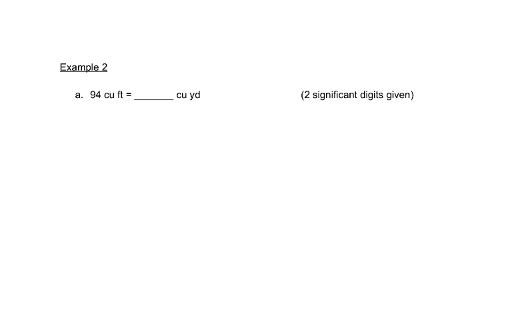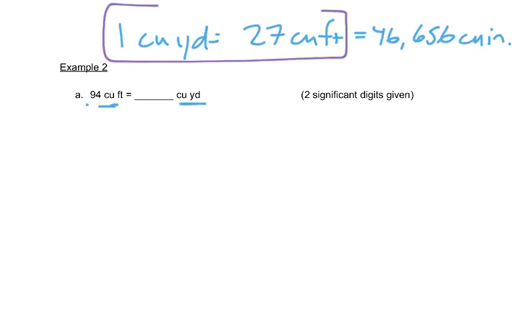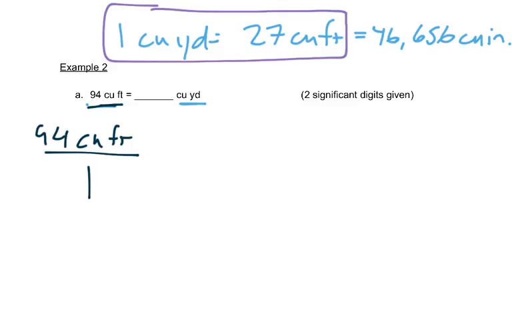Here we have 94 cubic feet, and we're trying to get to cubic yards. So again, using the conversion page, it's on page 39. Under volume, you'll see 1 cubic yard is equal to 27 cubic feet is equal to 46,656 cubic inches. For our problem, we only care about this first part. So we'll start with this 94 cubic feet over 1.